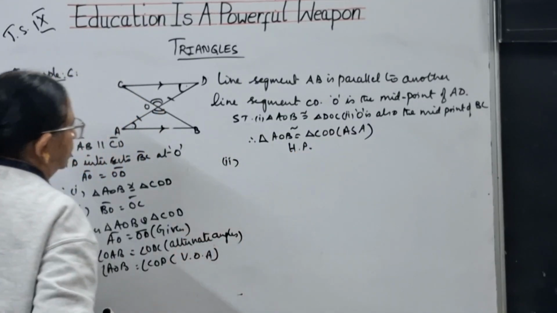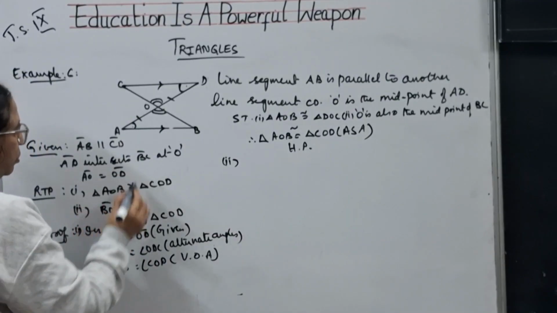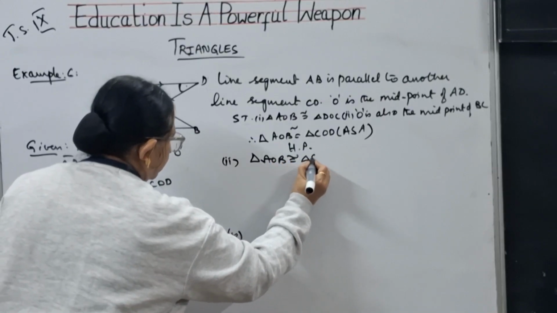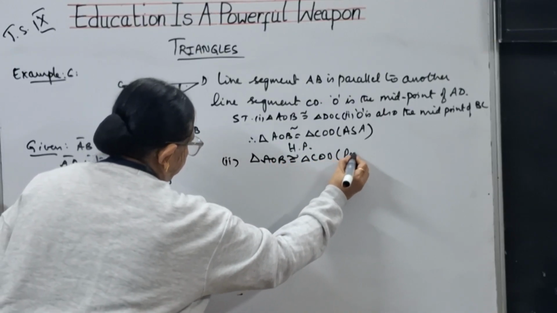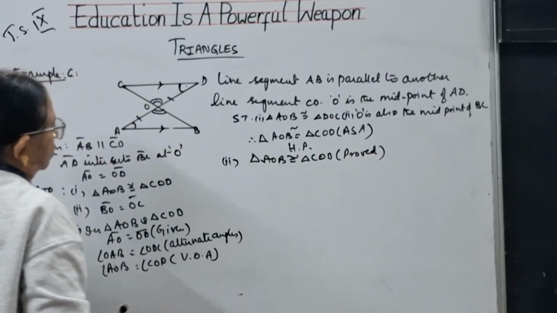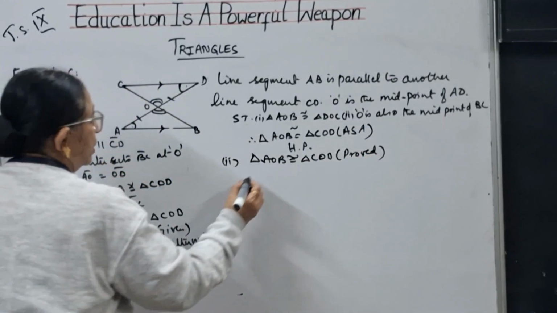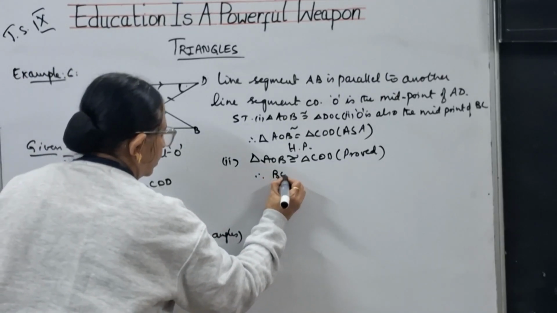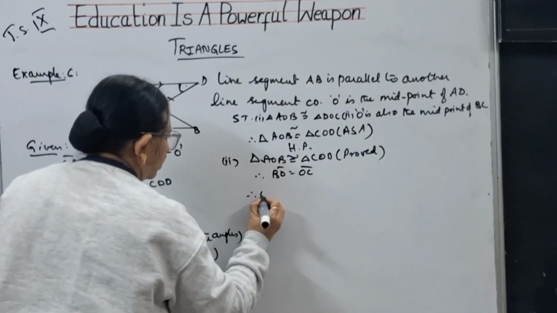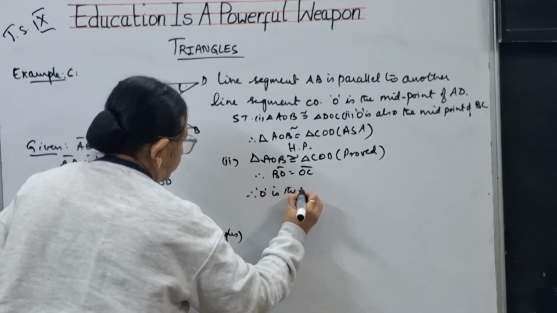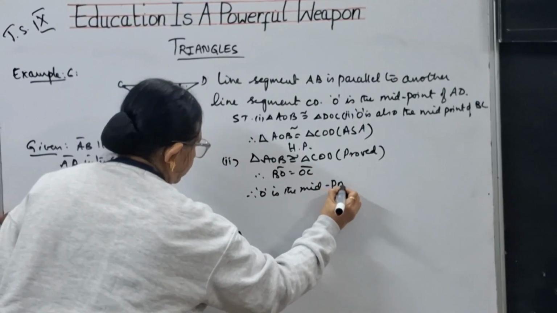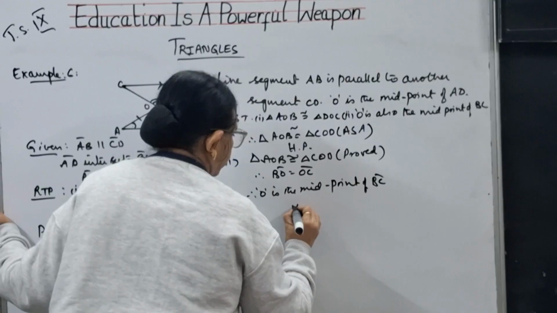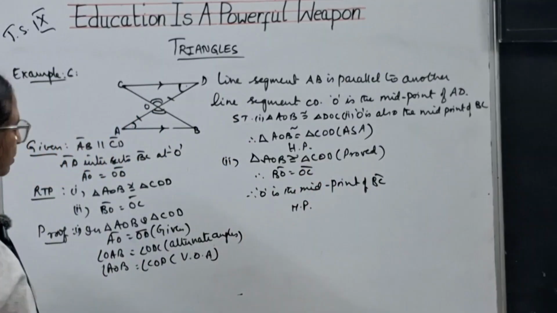And in the second bit we need to prove that BO is equal to OC. We know that triangle AOB is congruent to triangle COD. This just now we have proved. When two triangles are congruent, every side of that will be equal. Therefore, we will be saying that BO is equal to OC. That means O is the midpoint of BC. Hence, proved.